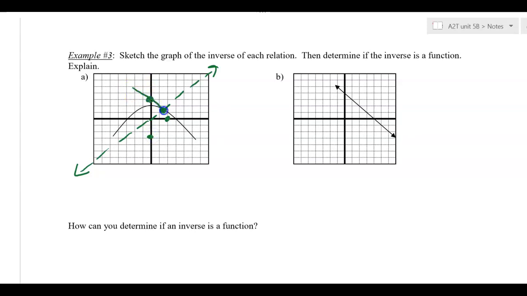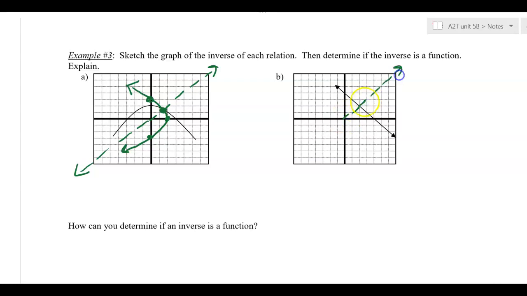So we'll see something like this. Okay? And you can see that the original is a function and the inverse is not a function because it doesn't pass the horizontal line test. Okay, and you can tell that by the original.